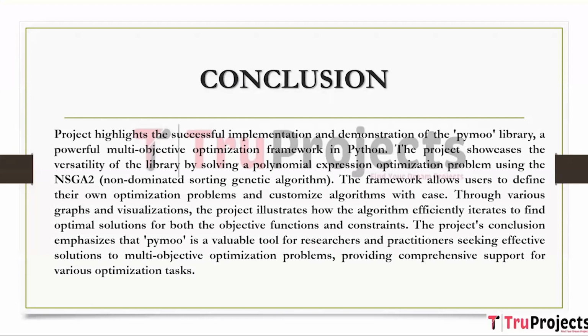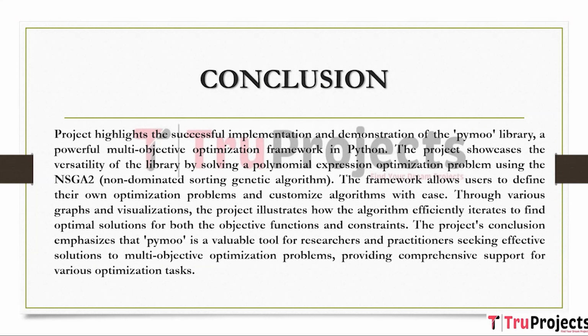Conclusion: the project successfully introduces and demonstrates the robust Pmool library, a Python-based multi-objective optimization framework, by effectively solving a polynomial expression optimization problem using NSGA2 algorithm. The project showcases the versatility of Pmool. Users benefit from flexibility to define their own optimization problem and effortlessly customize algorithms.